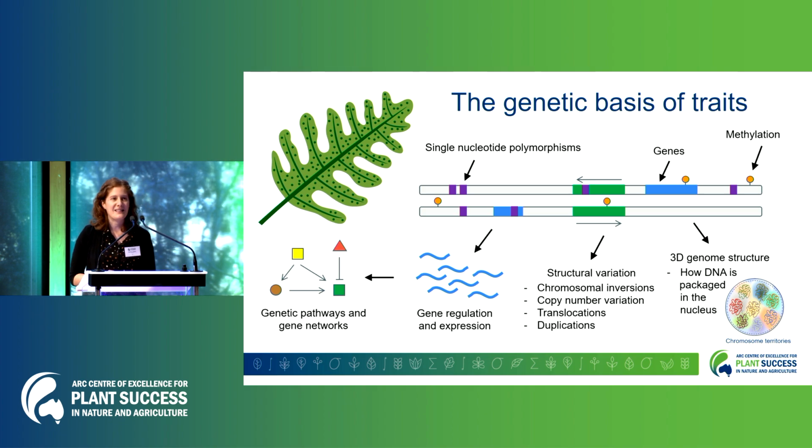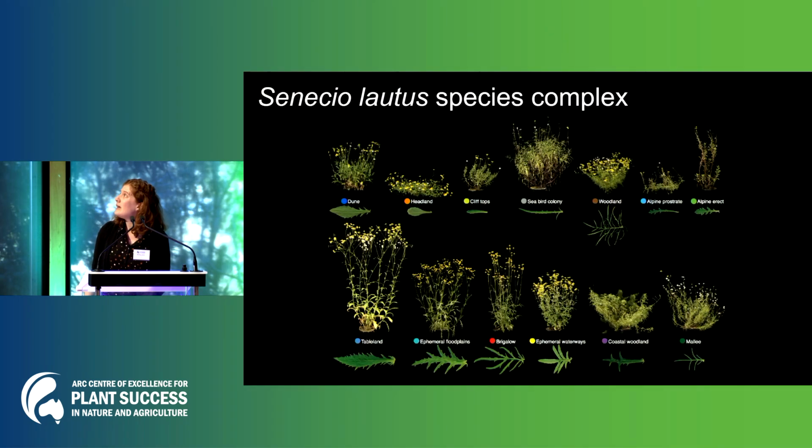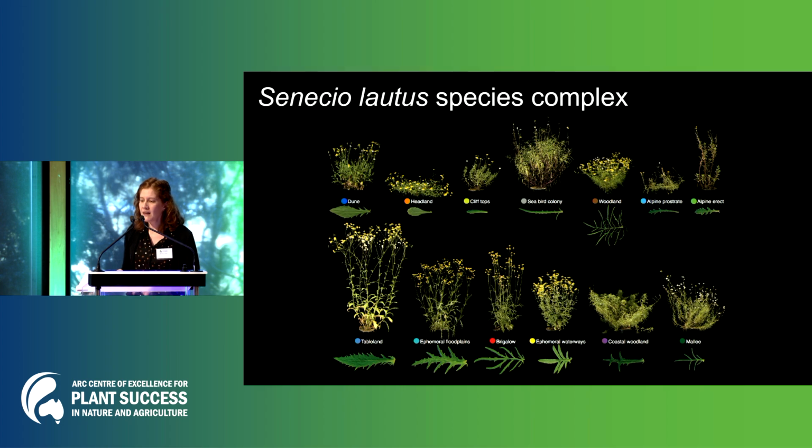So let me tell you about the system that we work on. We work on an Australian native wildflower, the Senecio lautus species complex, and it contains many varieties, or what we call ecotypes, that are distributed all across Australia. So here you can see the numerous ecotypes. Each has genetically based morphological differences, and each ecotype has adapted to a different environment. For instance, we have ones found in the sand dunes, which grow tall, and ones in the rocky headlands, which are short. And so we want to understand how natural selection has driven the evolution of these ecotypes.